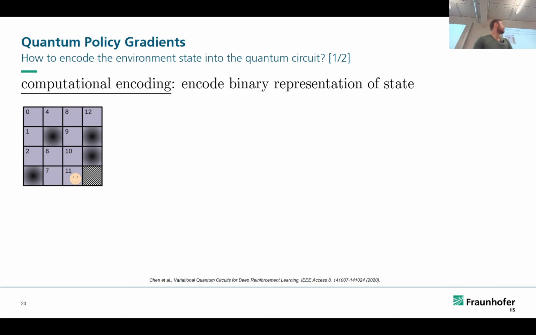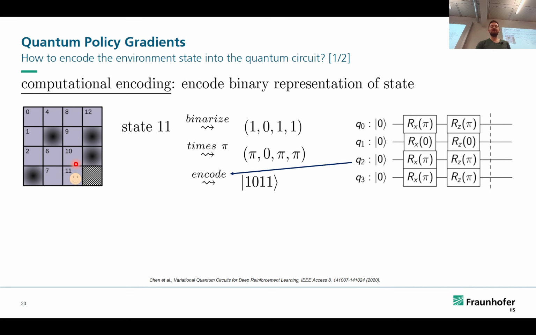So let's go again. Okay, now my pointer also works. So we have this environment here, and just assume we are in state number 11, and now we want to encode this into our quantum network. For this, the first thing is we can use a binary representation of the state, which will be 1, 0, 1, 1. And then one thing we can do is multiply everything by pi. We will see soon why we do that. And then we can use this network on the right side to encode this into quantum states.